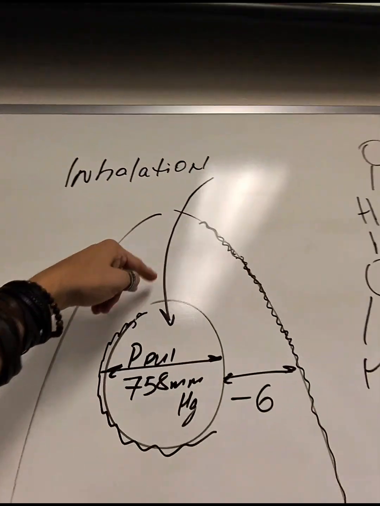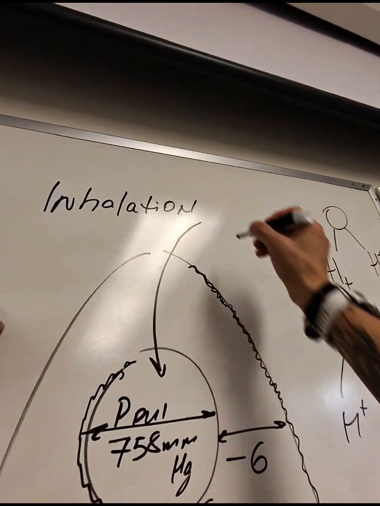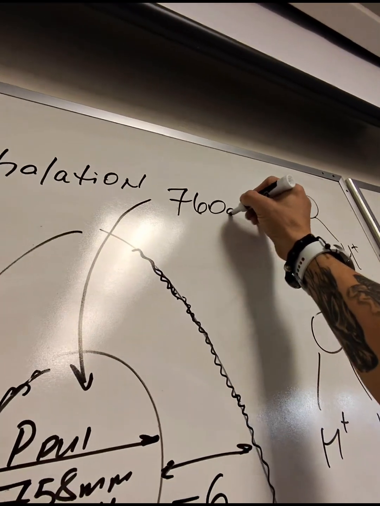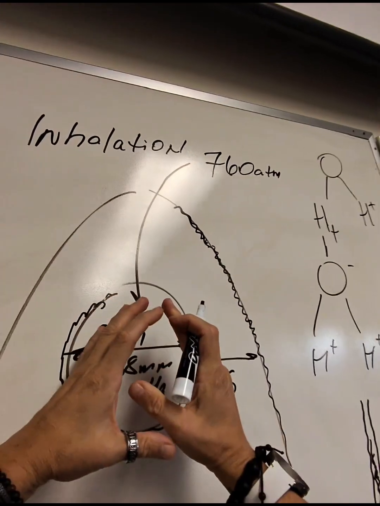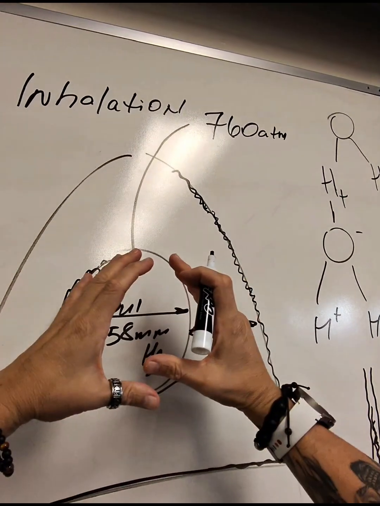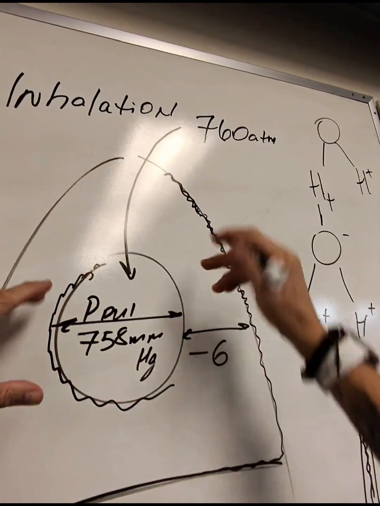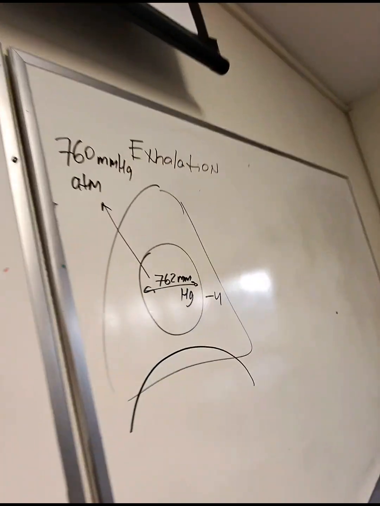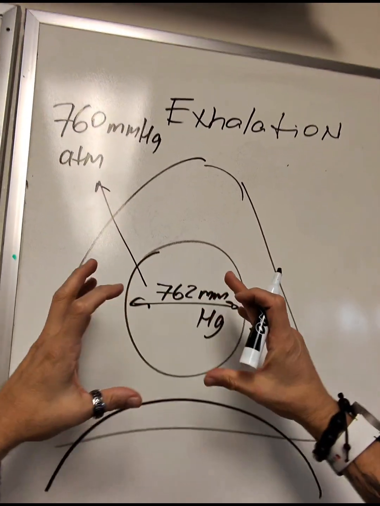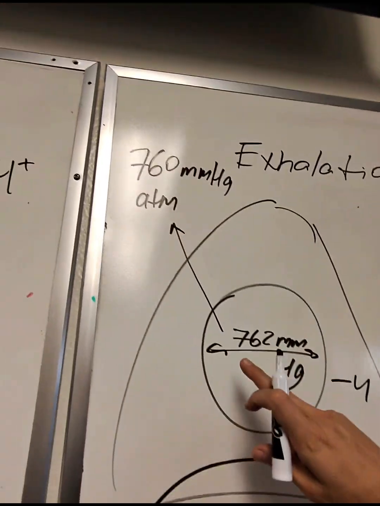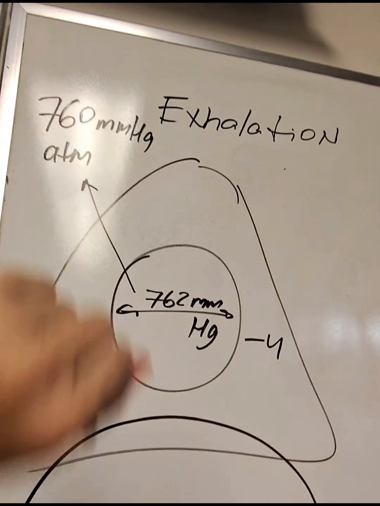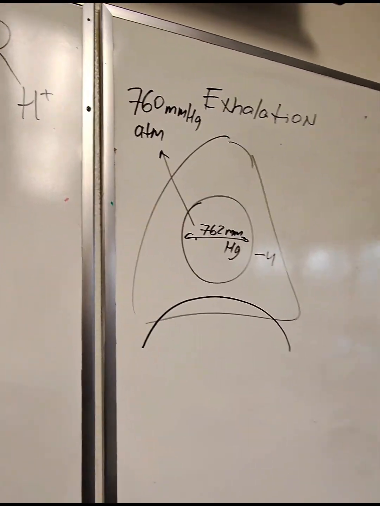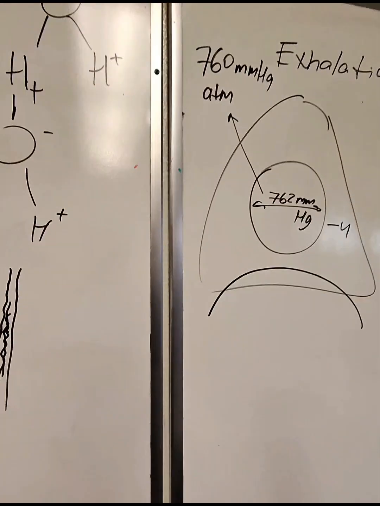Same thing with inhalation. You go down the concentration gradient, right? You go from 760 to 758. So here we expand the lung, pressure drops. Here we contract the lung. We generate more pressure and it's easier for us to get rid of air. I'm not talking about carbon dioxide and oxygen, we're just talking about the air.